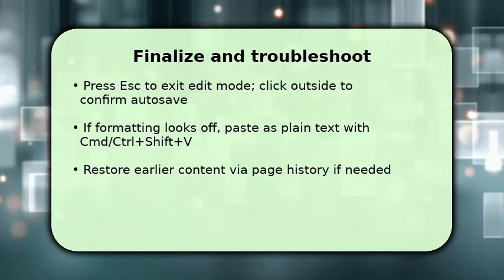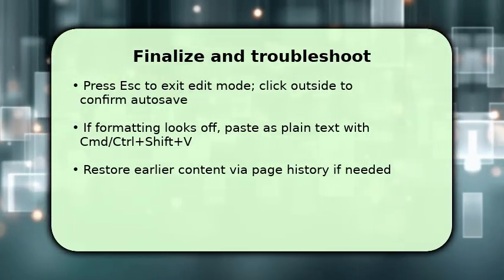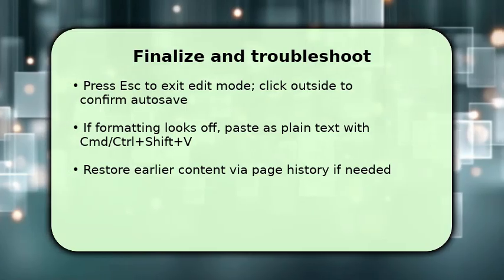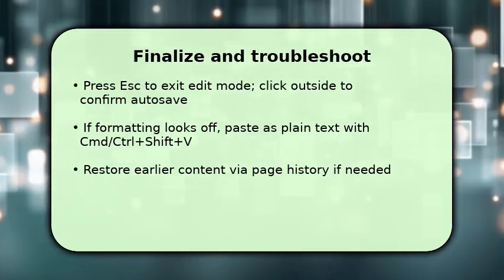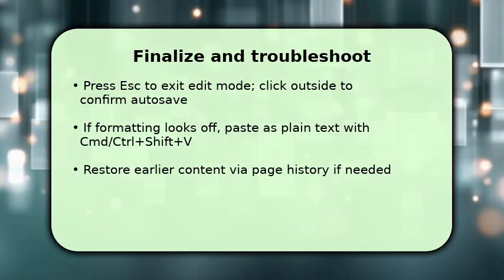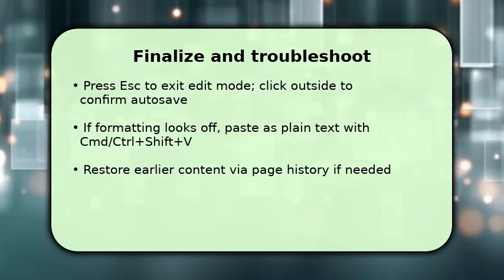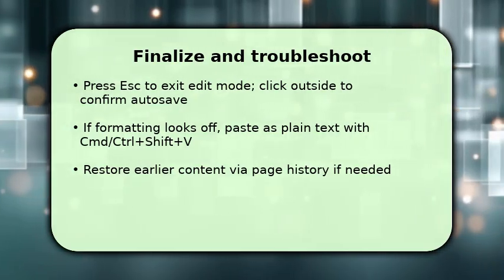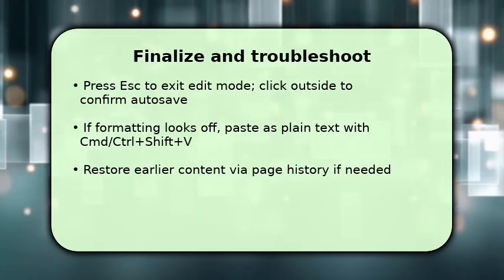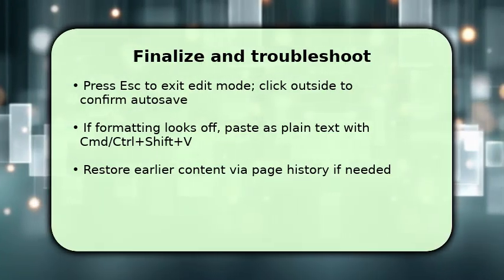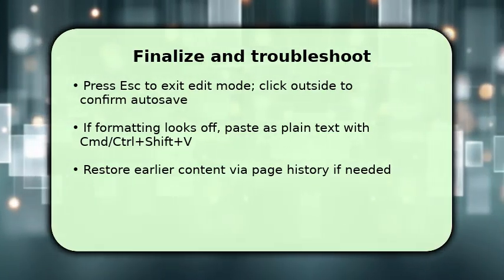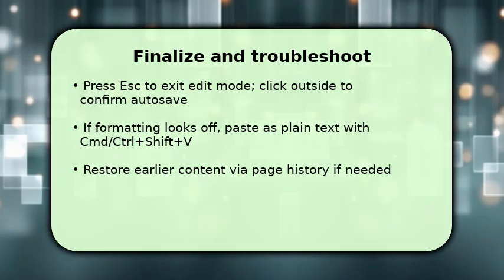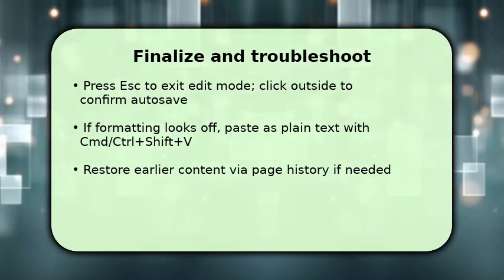If pasted text brings unwanted styling, use CMD or Ctrl+Shift+V to paste plain text and reapply Notion formatting. This prevents odd fonts or hidden tags. If something breaks, open the 3-dot menu at the top and use page history to restore a previous version. And if changes won't apply, make sure your selection wasn't inside a locked template or synced block.